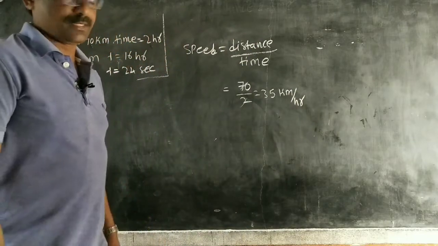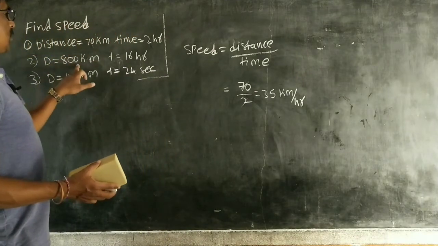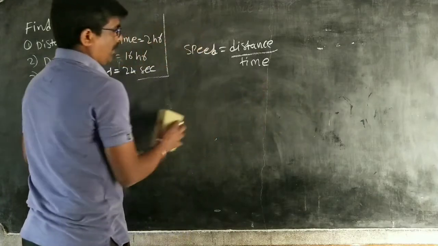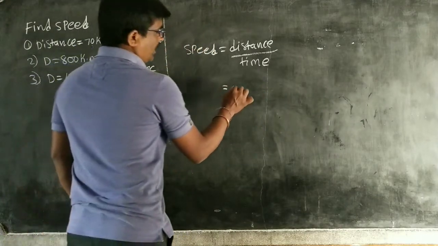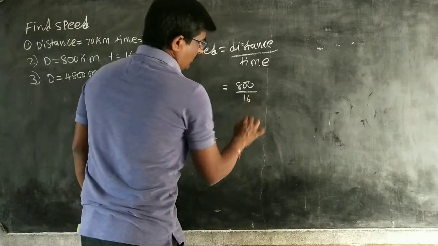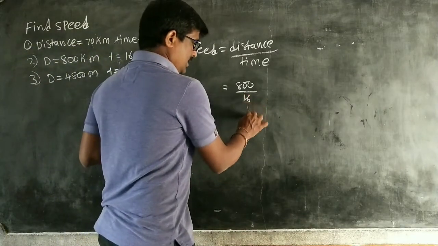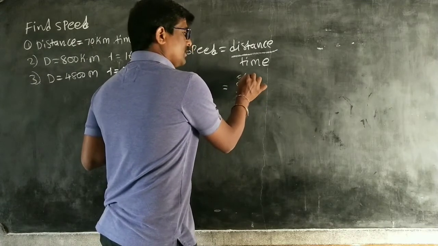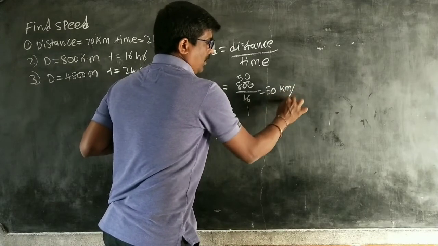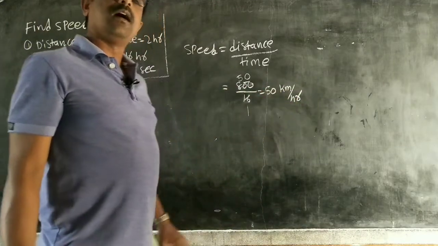Okay? Next. If I take another problem, again distance is equal to 800 kilometers, time t is equal to 16 hours. Same. That is equal to 800 kilometers by 16 hours. 16 1 is 16, 16 5 is 80. That is equal to 50 kilometers per hour. This is the speed, speed in kilometers per hour.